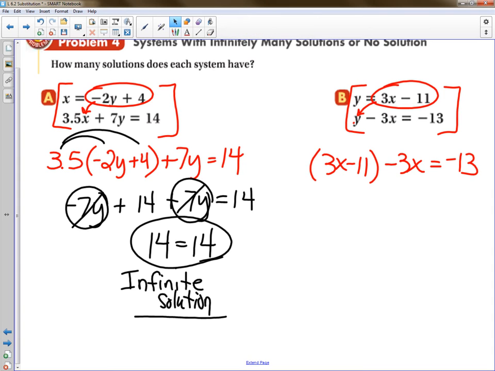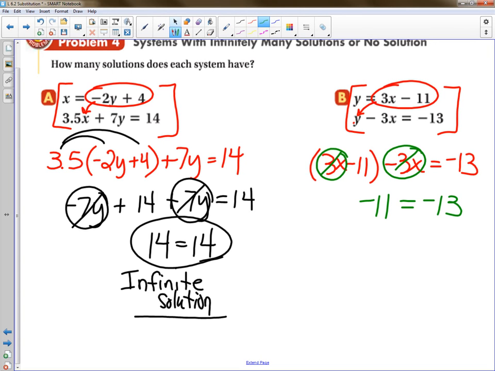And just like the last problem, you'll notice the 3x and the negative 3x, or minus 3x, cancel each other out, and what's left is negative 11 equals negative 13. And just like part A, the variables go away or drop out, but what you're left with is an equation where negative 11 equals negative 13, and that's not true, so that's no solution.